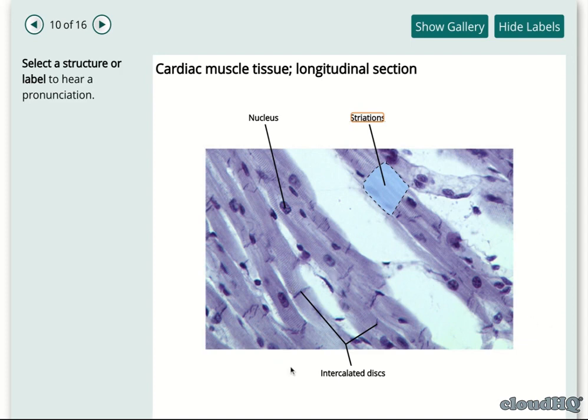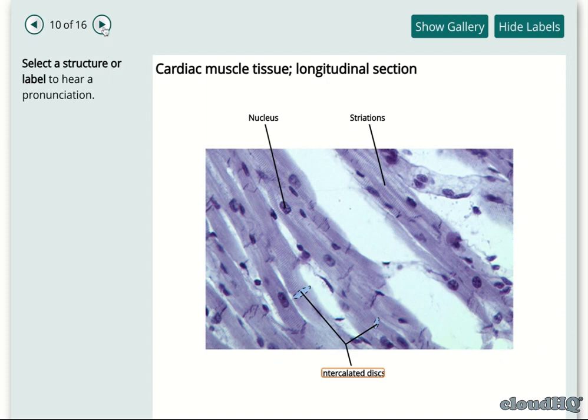You can also look for intercalated discs, okay? So intercalated discs are just found in cardiac muscle tissue. Okay, so this is very unique for cardiac muscle tissue. And it's basically because cardiac muscle tissue has these cell junctions, either gap junctions or tight junctions. Okay, so these intercalated discs are actually uniting the cells because of these cell junctions.